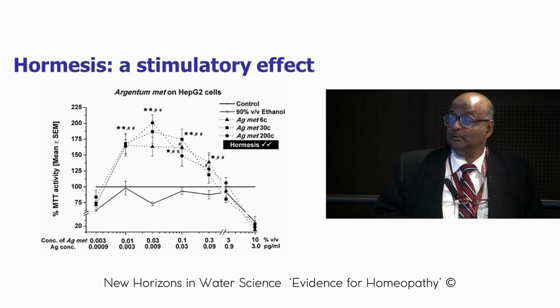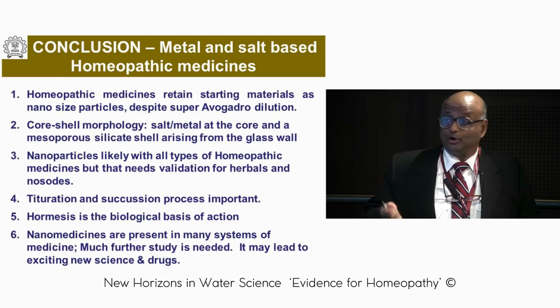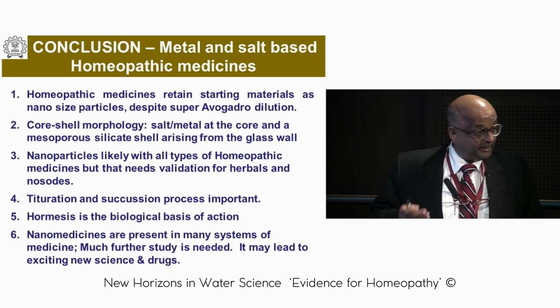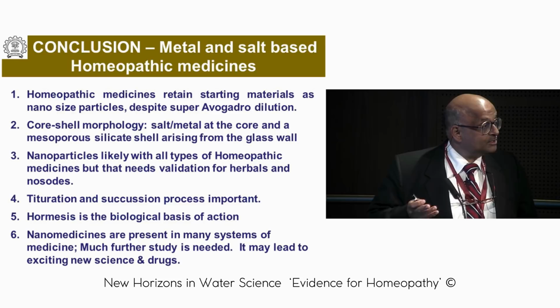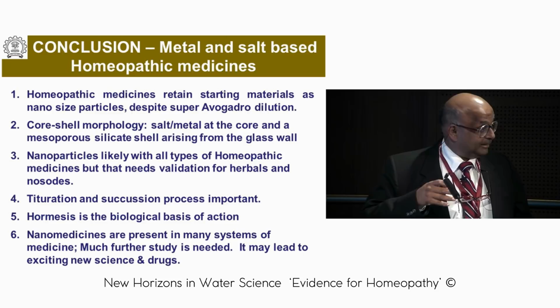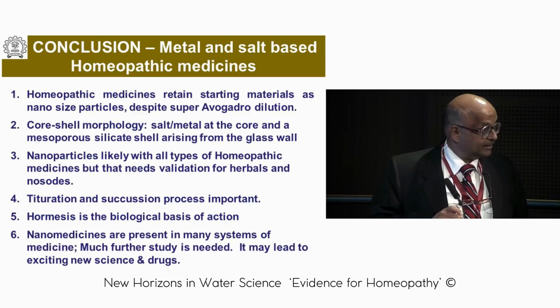And we are generating even more data. So to close, what I hope I've shown you is that in homeopathic medicines, the nanoparticles of the starting substance remain despite super-Avogadro dilution. These nanoparticles have a core-shell morphology. There is salt or metal at the core and a mesoporous silica layer on the outside. It is likely that these or similar nanoparticles exist with all homeopathic medicines. Titration and succussion are important parts of the process. Hormesis seems to be the biological basis of action on the cell lines that we studied.